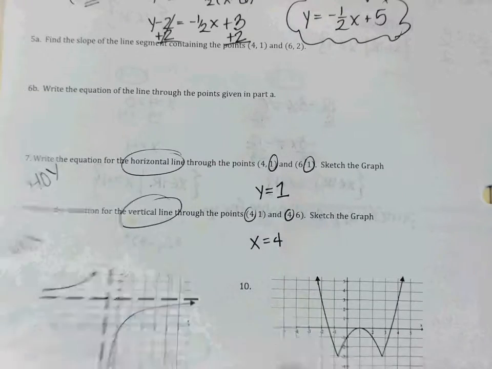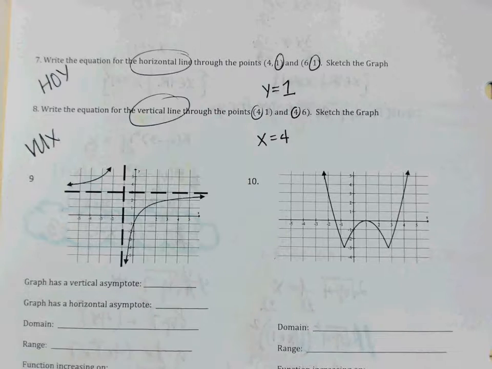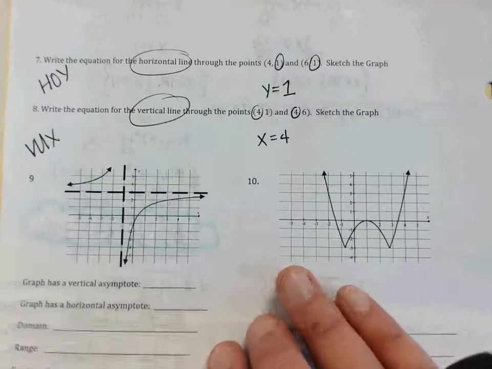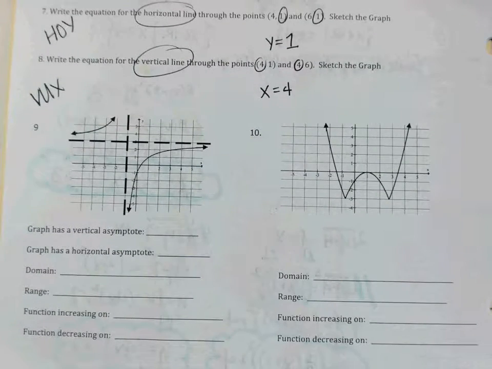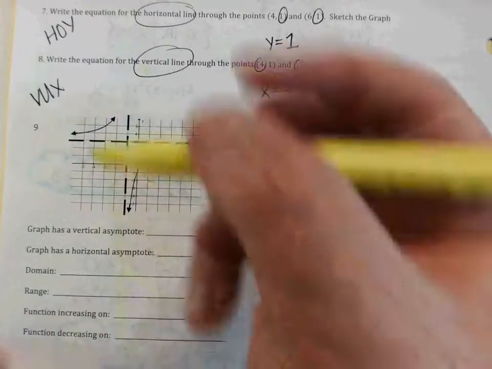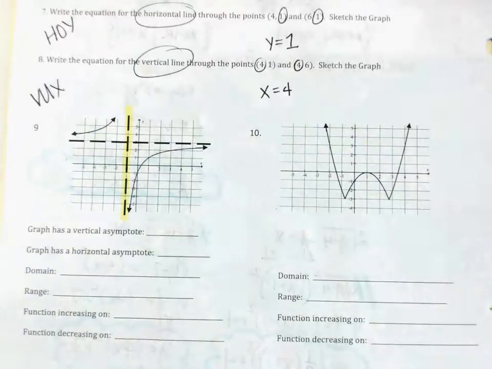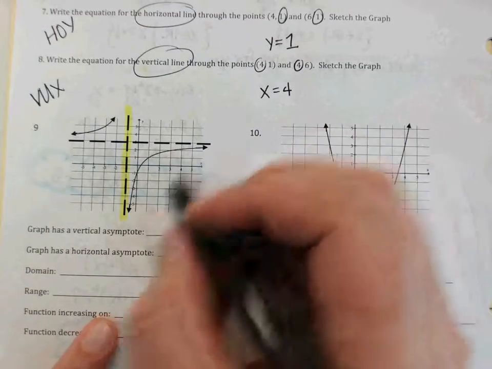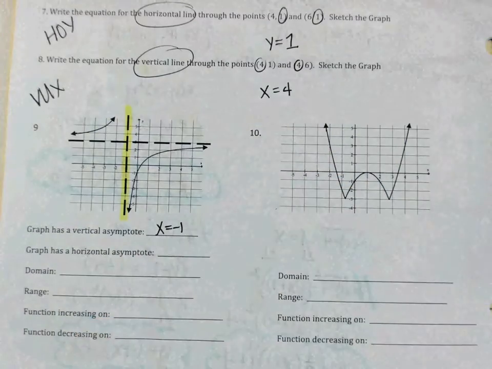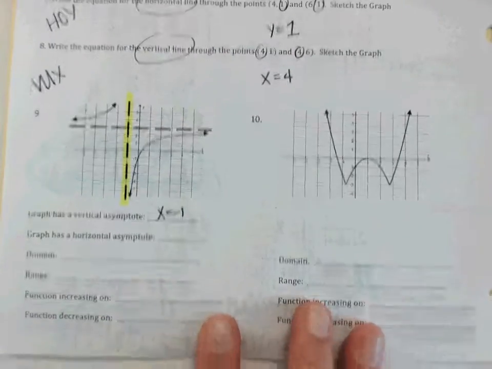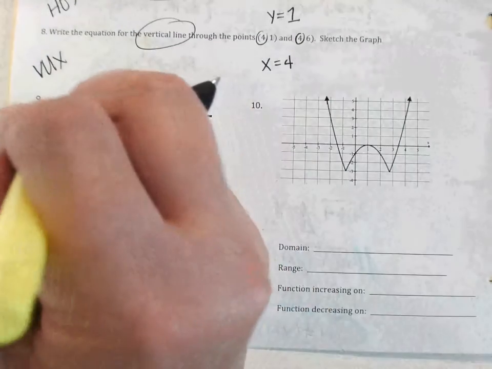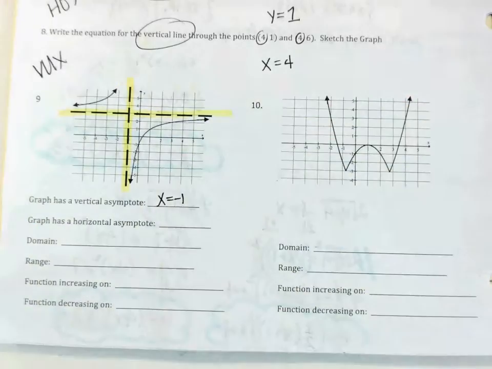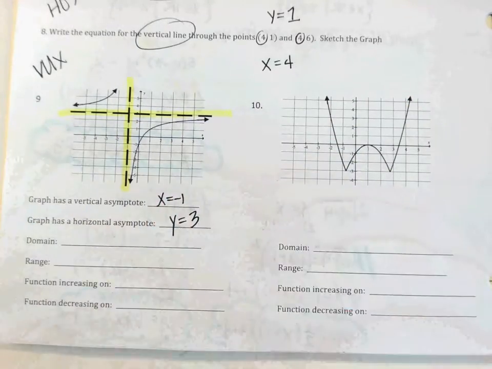Okay? Alright, next one, you have just a little bit of domain and range from the graph. Take a look at your graph number 9. We'll do that one. My vertical asymptote goes this way. Where is it? X equals what? Negative 1. Good. This is x equals negative 1. Remember, an asymptote is a line my graph cannot touch, right? Okay, where's my horizontal line? 3. Okay, y equals 3.